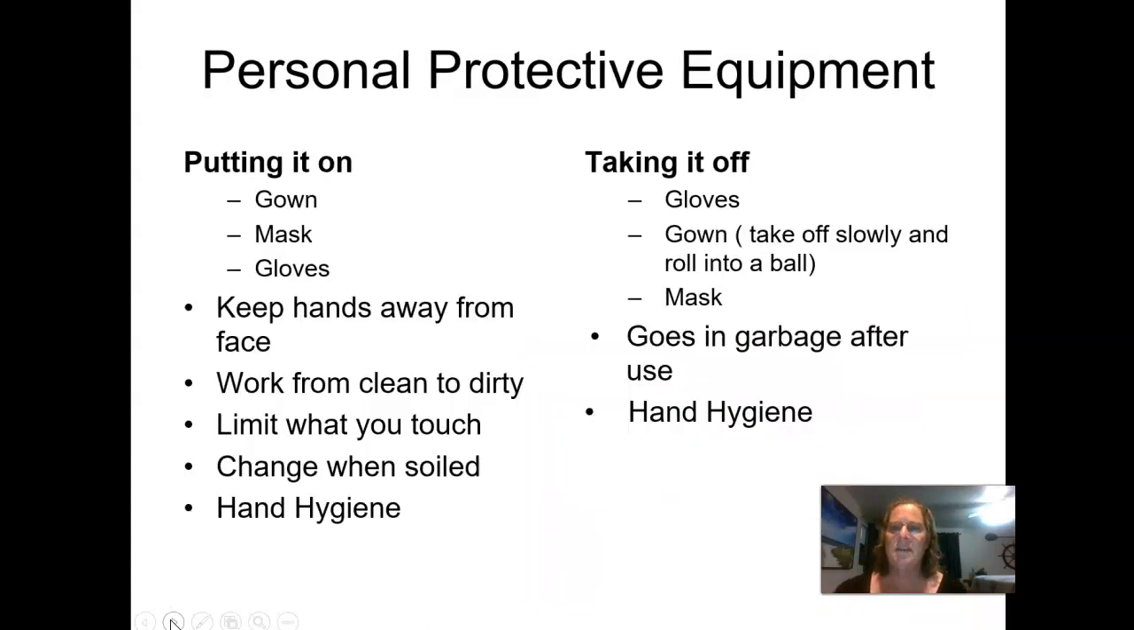So personal protective equipment. How we put our gown on, how we take it off, our equipment is really important. When we put our personal protective equipment on, the gown goes on first, then our mask. Now, if we're wearing a face shield, it would go gown, mask, face shield, and then our gloves. And we keep our hands away from our face. So once you get all gowned and gloved up, of course, something's going to itch, or your nose is going to bother you, or you're going to need to sneeze. But it's really important that you try to keep your hands away from your face. We work from clean to dirty. We limit what we touch.